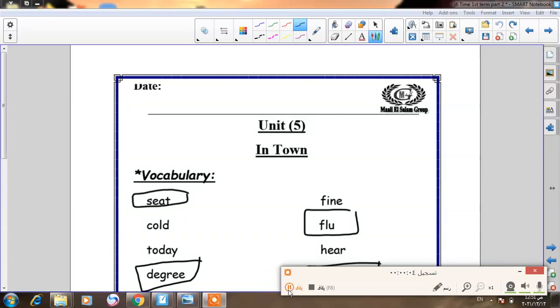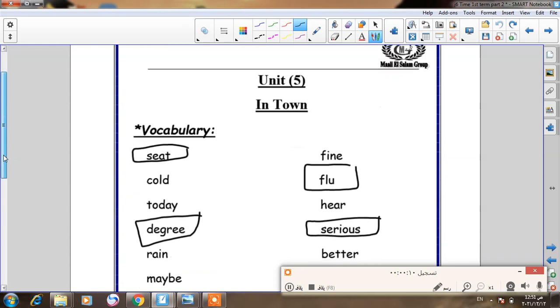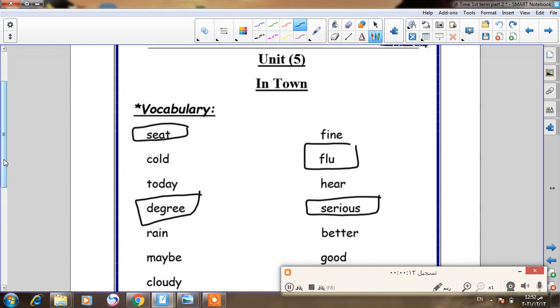Today we're going to have Unit 5 in the Time for English syllabus. It's called In Town. Let's start by reading the words first. Number one, we have seat. Seat is a noun. What does it mean, the word seat?